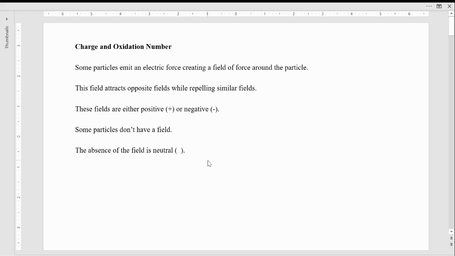People misconstrue oxidation number as charge, but oxidation number, or oxidation state, is an apparent charge of an atom within a molecule. A charge is just that, it's the charge. Charges are usually positive or negative, and some people just leave it at that, but I'd like to explain a little bit more.